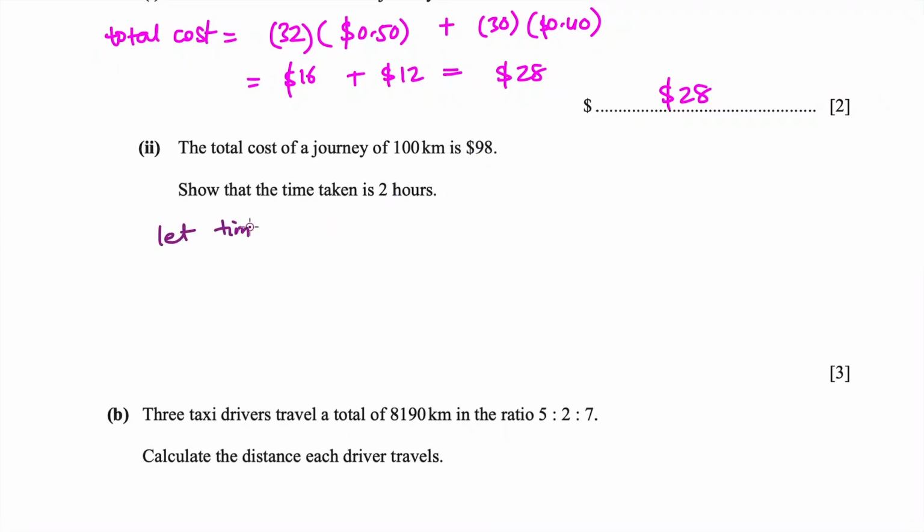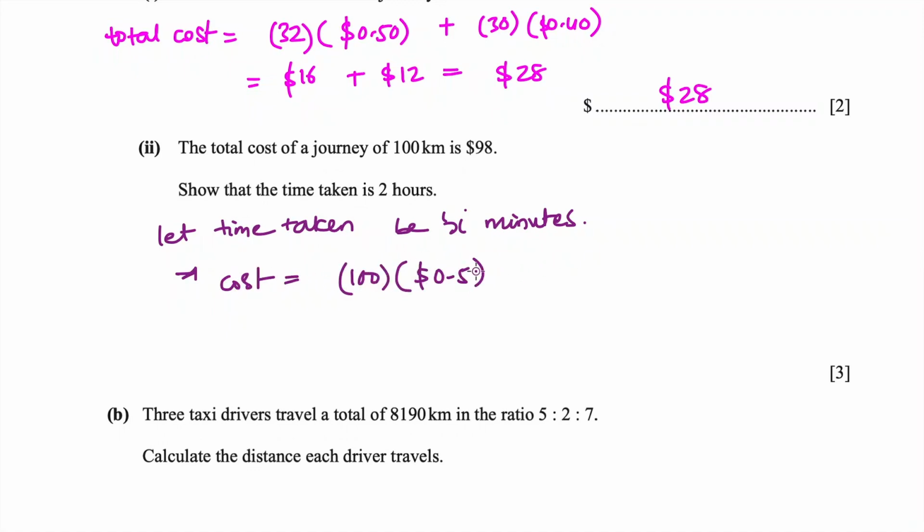Let time taken be x minutes. Now, if x minutes of time is taken, then what will be the total cost of the journey? Therefore, the cost would be equal to 100 kilometers into $0.5 per kilometer plus x into 0.4. And again, this is equal to $98. If I take the dollar sign out, 100 into 0.5 is 50 plus 0.4x is equal to 98.